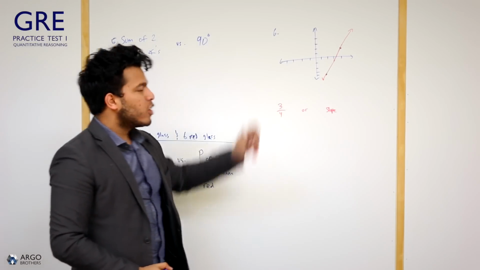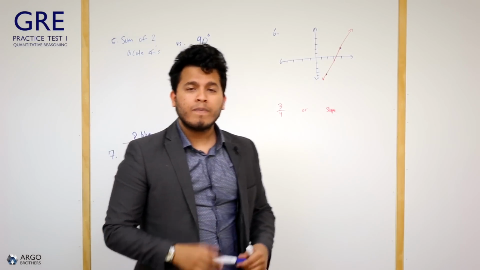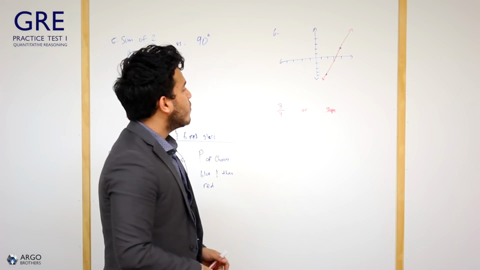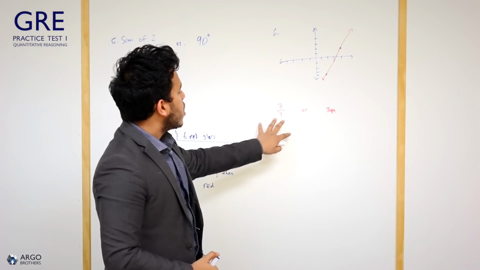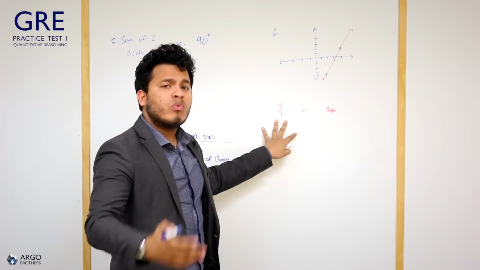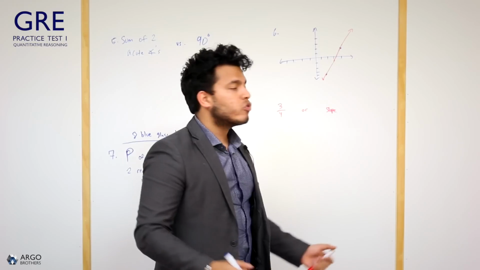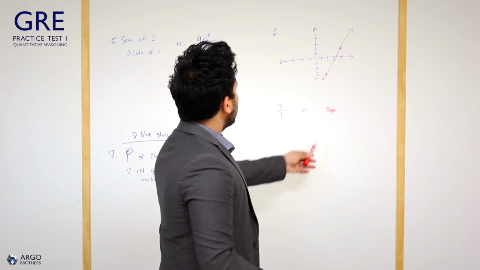Let's go ahead and take a look at question number 6. We have a graph over here. Please don't mind my poorly hand-drawn graph. Column A is giving you the value 3/4. Column B is telling you to find the slope. Which column is greater? Well, let's take a look at the slope.